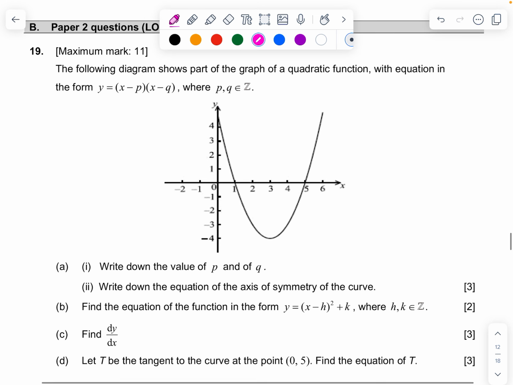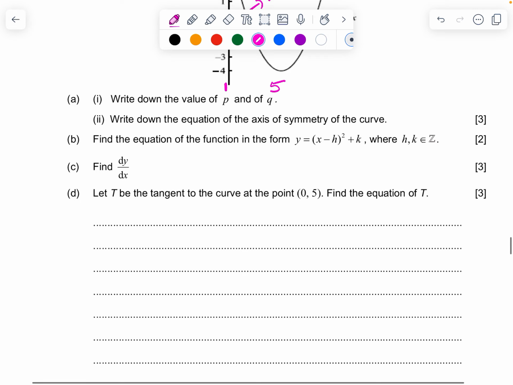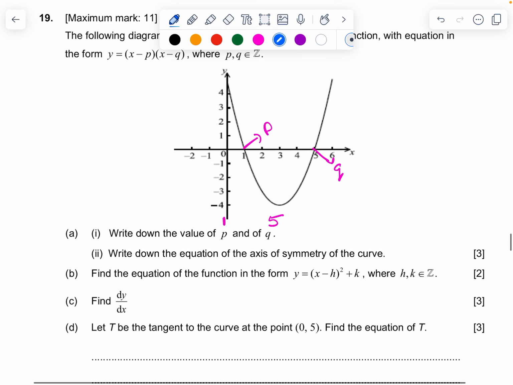Question number 19. The following diagram shows part of the graph of a quadratic function with the equation. Find the values of p and q. So this is going to be the value of p, this is going to be the value of q. So p is 1 and q is 5. Write down the equation of the axis of symmetry. The one in between is the axis of symmetry, which is x equals 3.